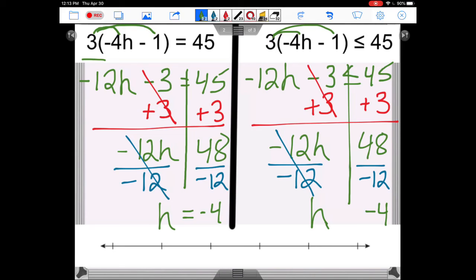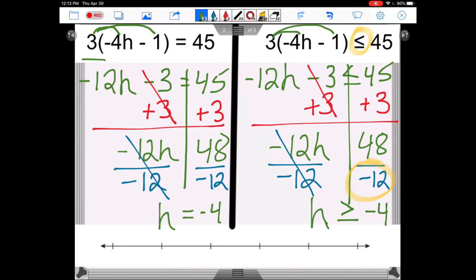And now here's going to be kind of the tricky part. If you remember from the last video, we divided by a negative. What happens when we either multiply or divide by a negative coefficient? Well, we take our inequality of less than or equal to, and we now need to flip it to say greater than or equal to. So our solution for the inequality is h is greater than or equal to negative 4.